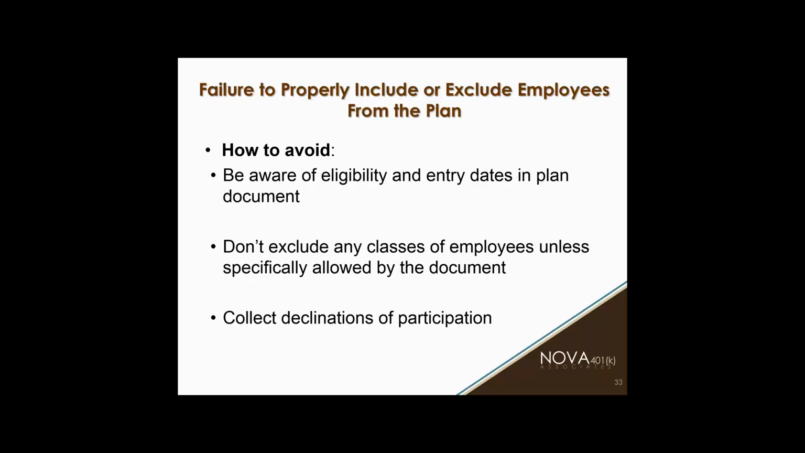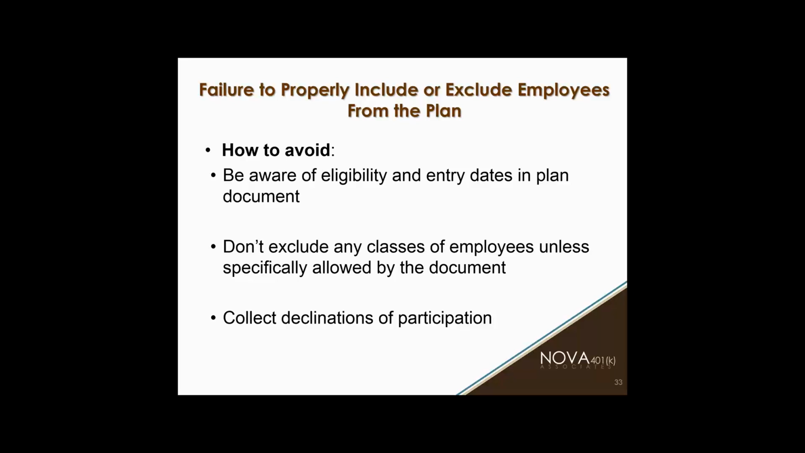So how do we avoid these errors? You need to be aware of what the waiting period is in your plan. This is one of the most important items in your plan document to know how to calculate and have your HR people know how to do, because NOVA cannot monitor your eligibility and determine when people should be offered the plan, because we don't know when you're hiring people on a real-time basis. So understand what your waiting period is. Is it 3 months, 6 months? What are your entry dates?